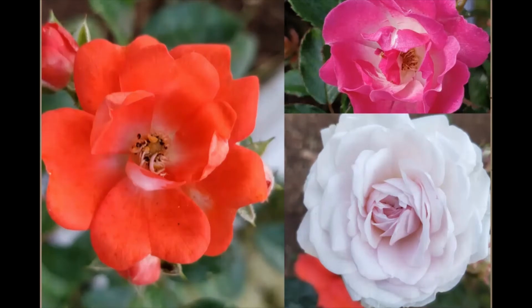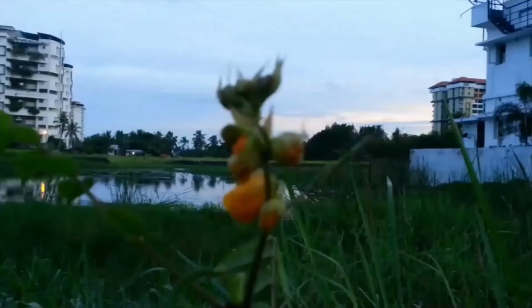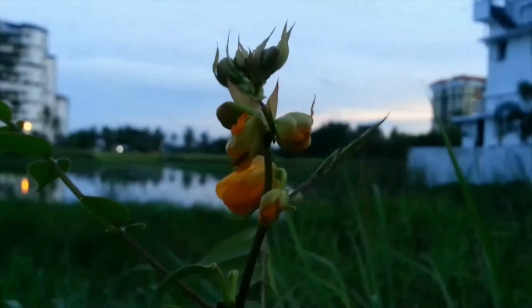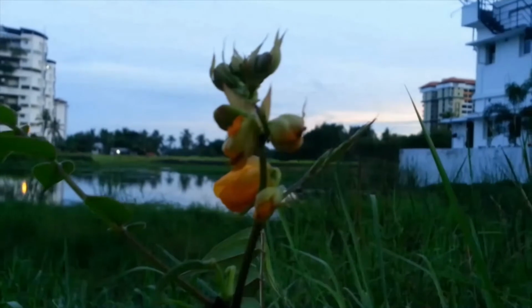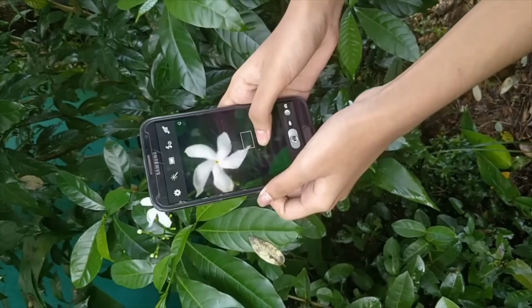Now first, let me introduce you to that secret technique. So in professional photography, this is known as the bokeh effect. And in very simple words, what we basically do in this is blur the background in the picture, sort of highlighting the focused object. Now, to take such pictures, you need to focus manually on your smartphone camera.